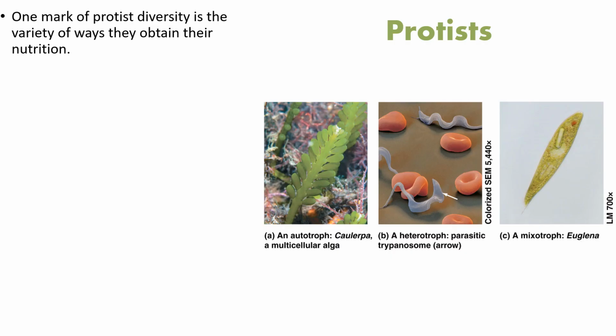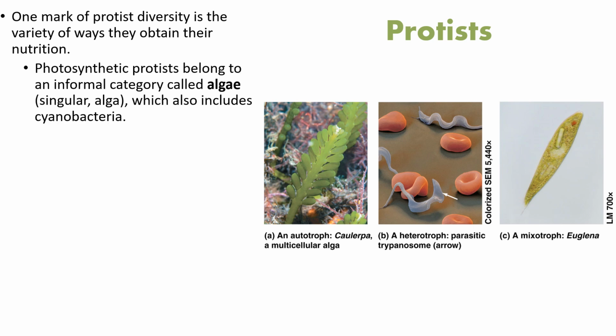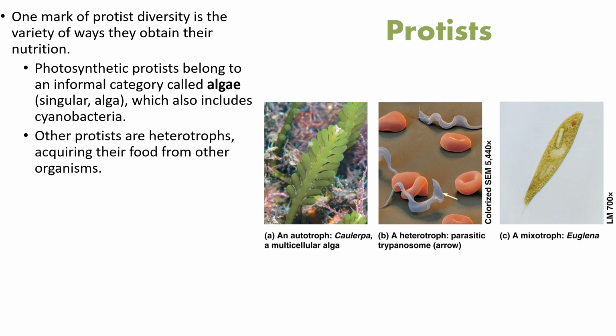Now, one mark of the protist group is that there's extreme diversity in almost every single facet of their lives, from how they obtain their nutrition to where you find them to their anatomy. So there are going to be multiple different types of protists. We have photosynthetic protists. Some of these are in the group that we call the algae. This will also include some cyanobacteria. There are some cyanobacteria that are actual bacteria, and there are others that are considered protists.